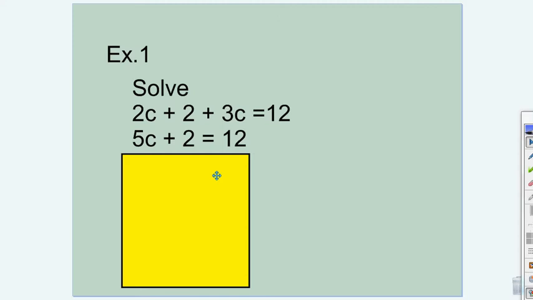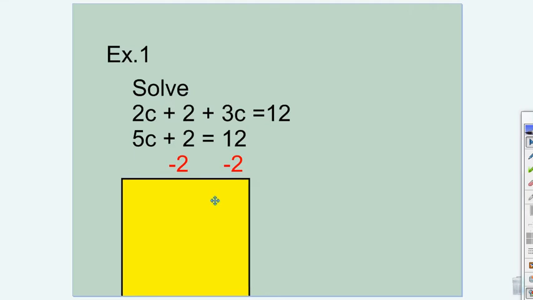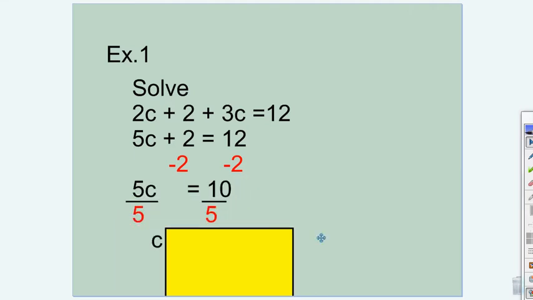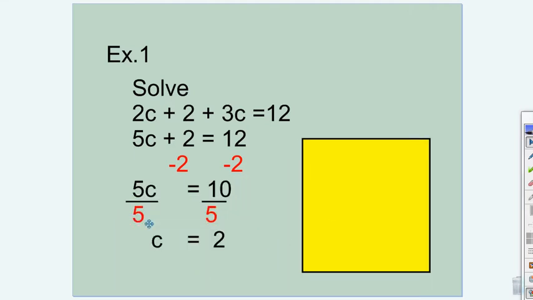Now, two-step equation time. Since we've already tested you on this, you know how to solve two-step equations. So I could stop here. I don't even need to teach it. Subtract 2, divide by 5. What do you get? 2. Yep, subtract 2, divide by 5, and c equals 2.